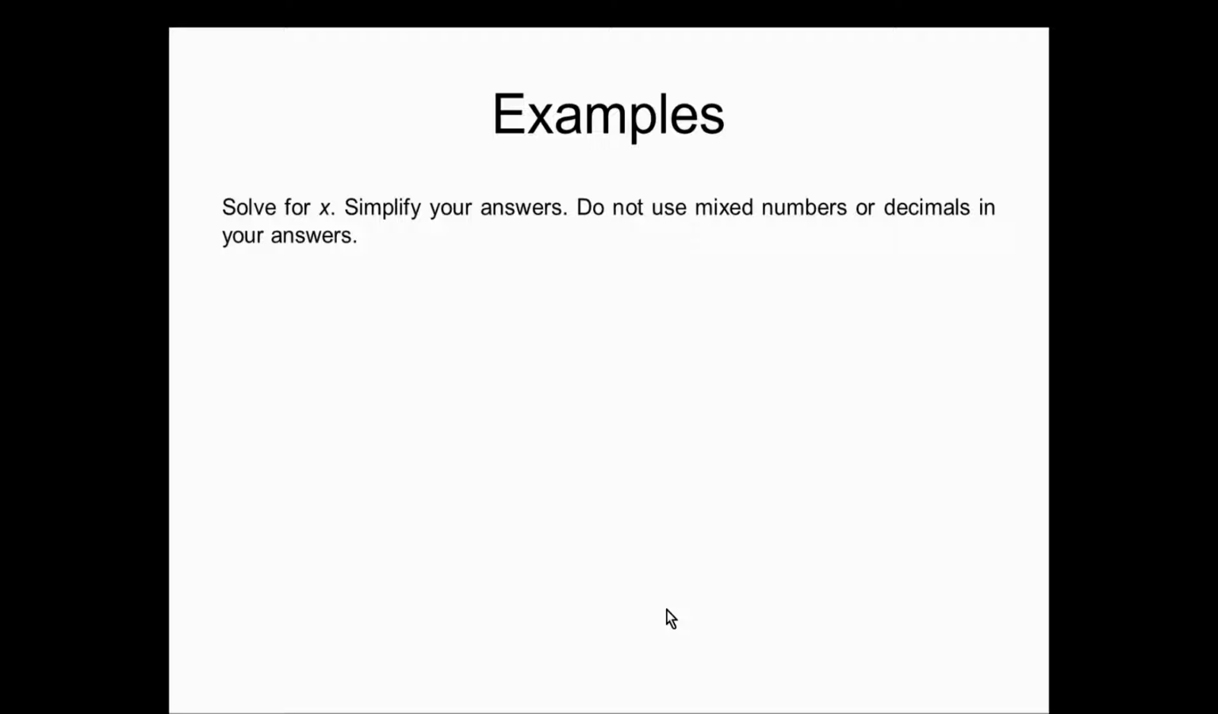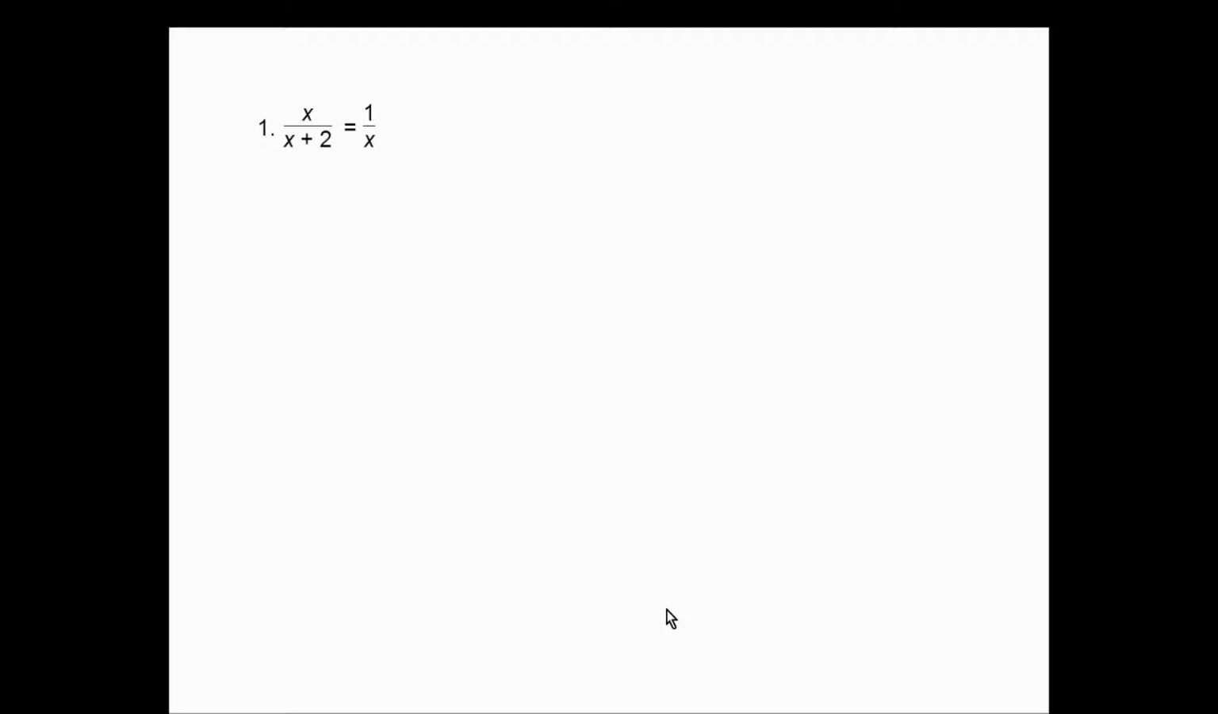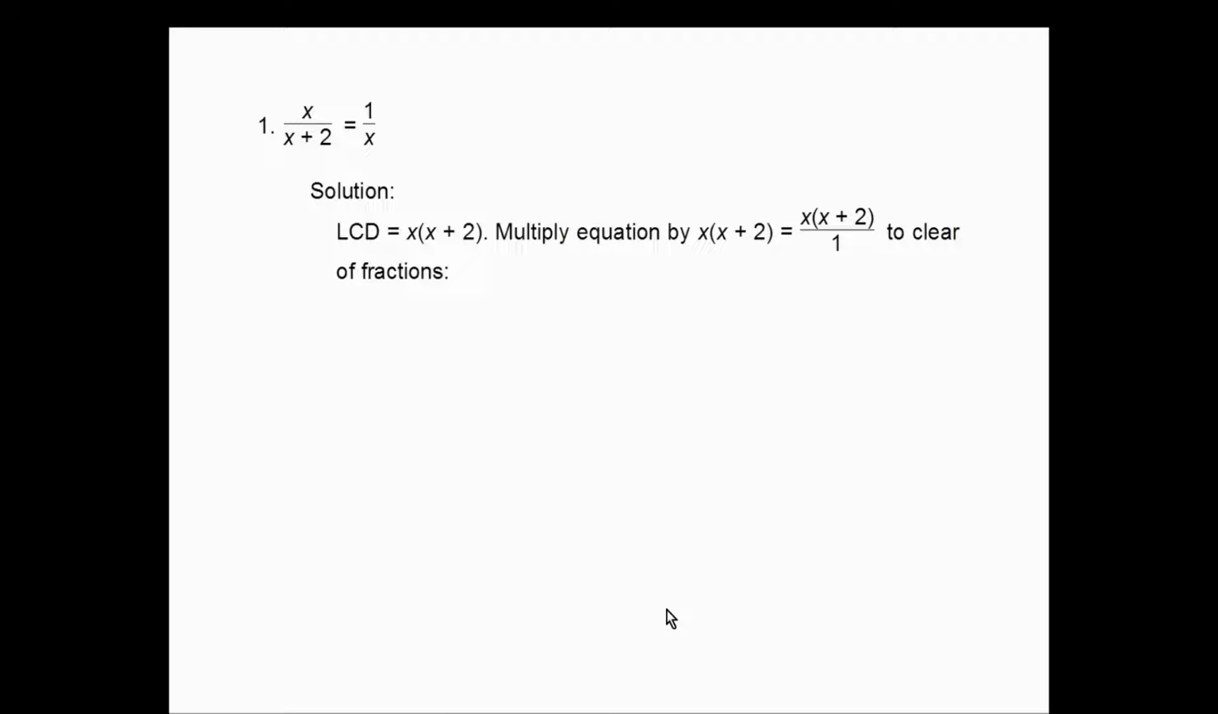Some examples. Solve for x. Simplify your answers. Do not use mixed numbers or decimals in your answers. Here's our first one. I have x over x plus 2 equals 1 over x. Remember, in order to find the LCD, you have to factor all the denominators. They are factored. And then the LCD consists of the product of all the different factors you see from the denominators. So our LCD is going to be x times x plus 2.